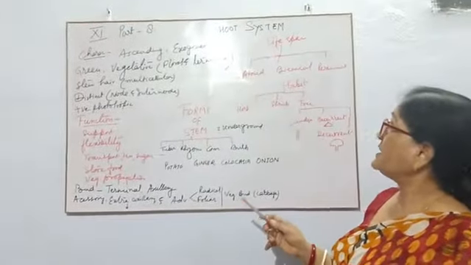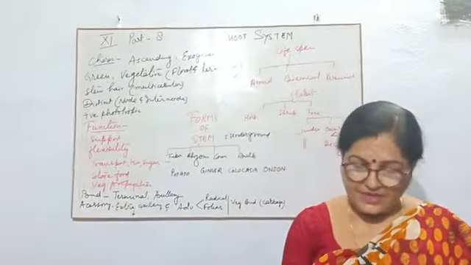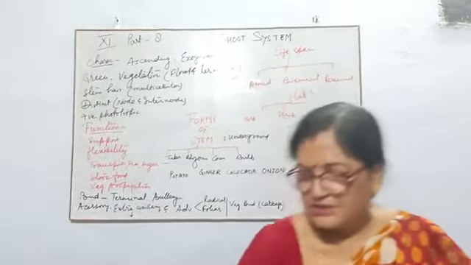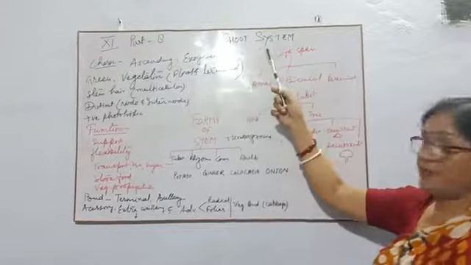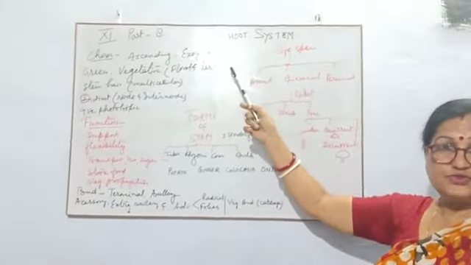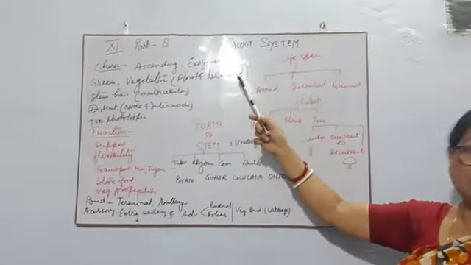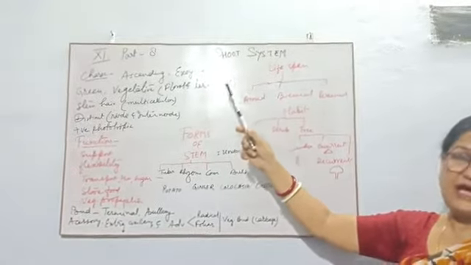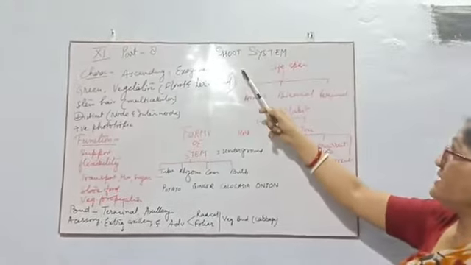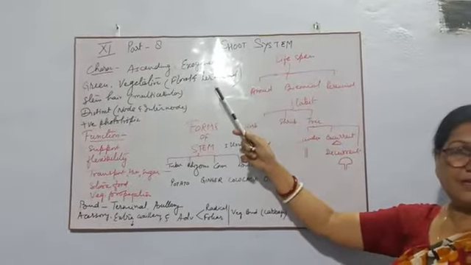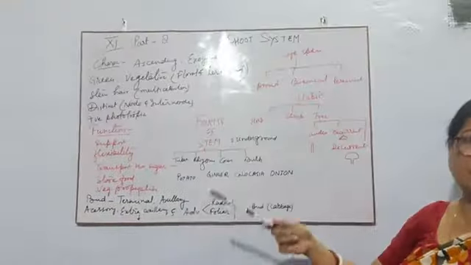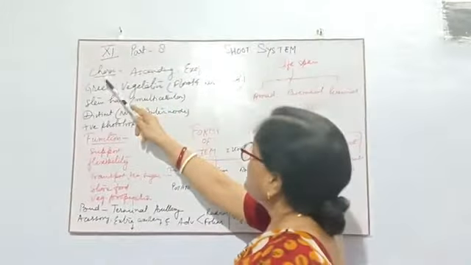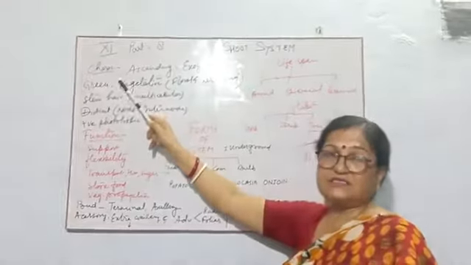Today I will continue the shoot system. Before, I told you about the root system. As you know, shoot means the aerial parts of the plant, mainly the stem, branches and other parts. So today I will explain about the stem, its types and varieties, and other functions of the stem. Now, the main characters of the stem.